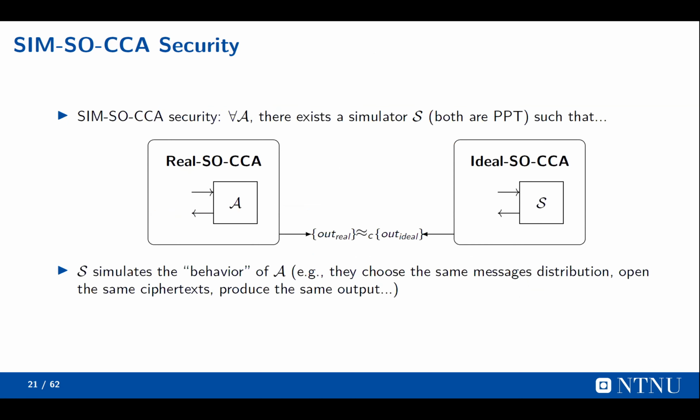And so to prove a scheme is SIM-SO-CCA secure, we just show that for any adversary attacking this scheme, there exists a simulator, both PPT, such that the output distributions produced by these two games are computationally indistinguishable. Namely, we just prove that there exists a simulator S that can simulate the behavior of the adversary. For example, they choose the message distribution or send ciphertext and produce the output.